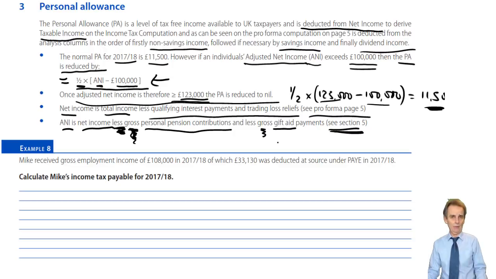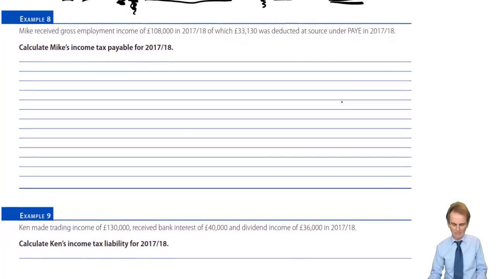When we come to section 5 and we understand more about the way in which we deal with personal pension contributions and gift aid payments and the tax system that applies to them, we'll revisit this area and do further calculations involving the computation of adjusted net income. So you will see those items coming in. But to begin with, just using net income as the adjusted net income, which as I said, in many cases it will be, how do we then apply this calculation? It's very simple. Right. Example 8.